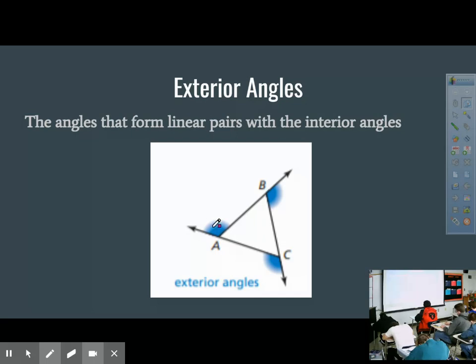Alright, then I need you to color in the exterior angles with a different color. So notice here for this angle A, here's the interior angle in red. The exterior angle is the angle that forms a linear pair. Remember, linear pair means adjacent, they make a straight line, they add up to 180. So then you need to go through and color all the exterior angles a different color than what you color the interior angles.